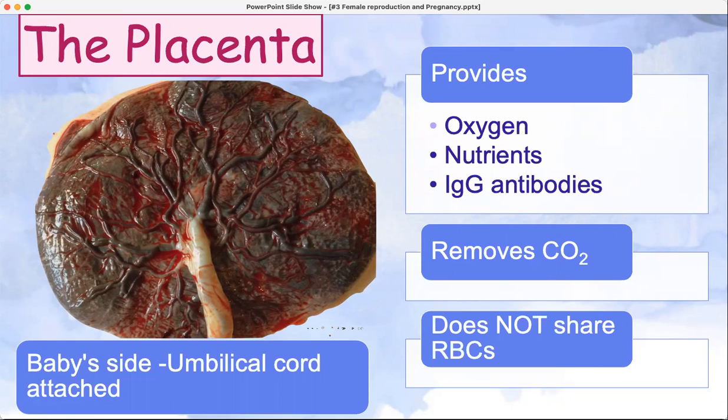It removes the carbon dioxide, the waste, but it does not share red blood cells. And this is bloody, but that's not, this is outside. This is an actual placenta after delivery. So they are bloody.